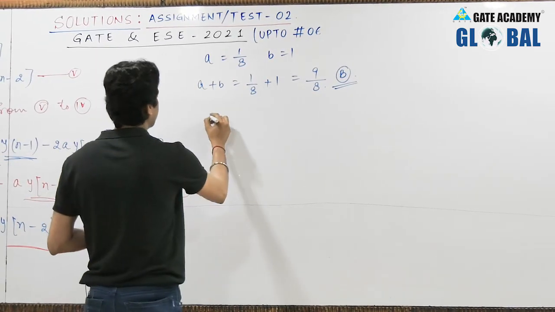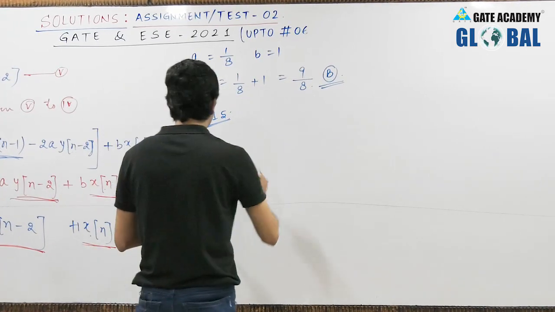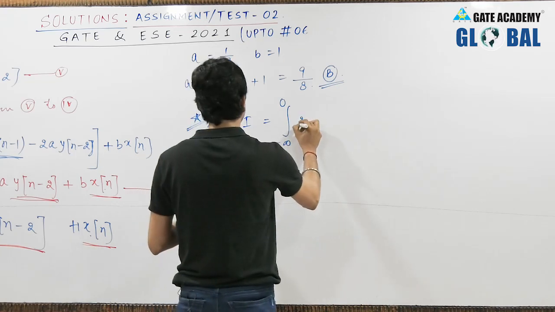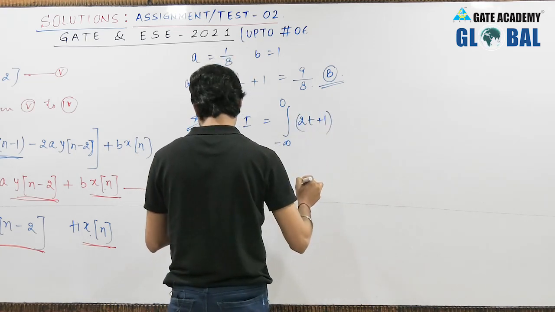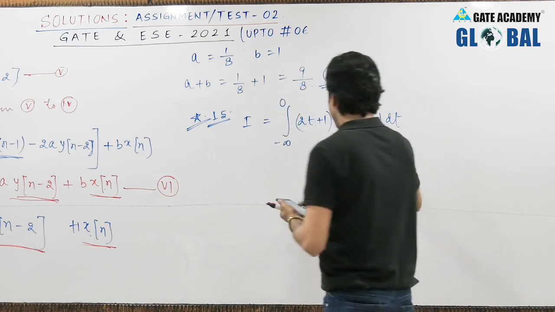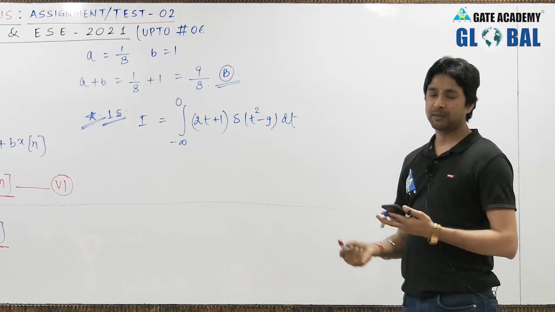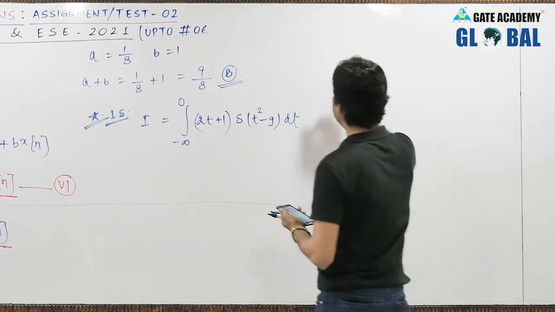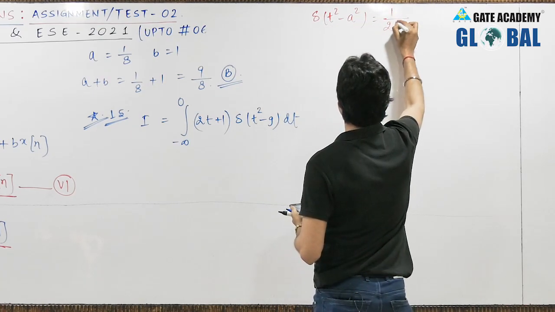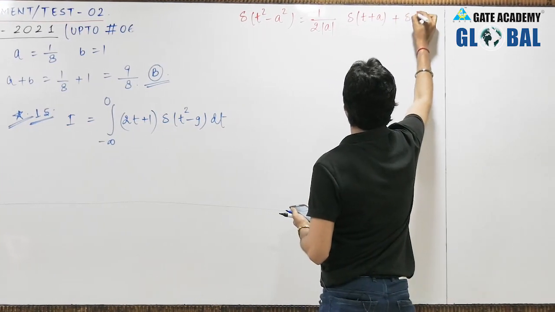Now the last question, and we have seen the basics of this question in the last session. We have to evaluate the value of integral I, that is integration from minus infinity to 0 of 2t plus 1 into del of t square minus 9 dt. Whenever there is any function in the bracket of del of t which has multiple roots, more than one root, then this term can be evaluated as, we have seen that del of t square minus a square equals 1 upon 2 times mod of a, del of t plus a plus del of t minus a.